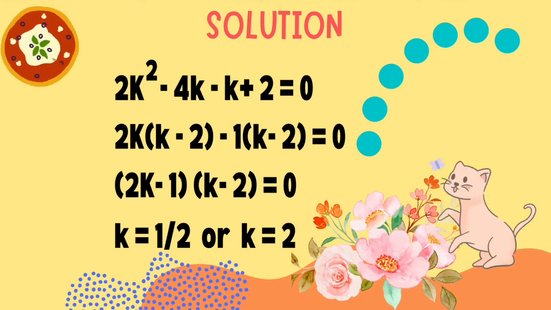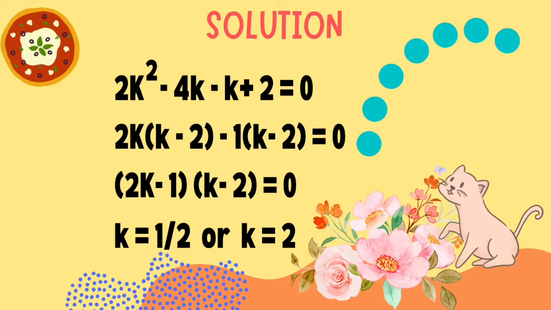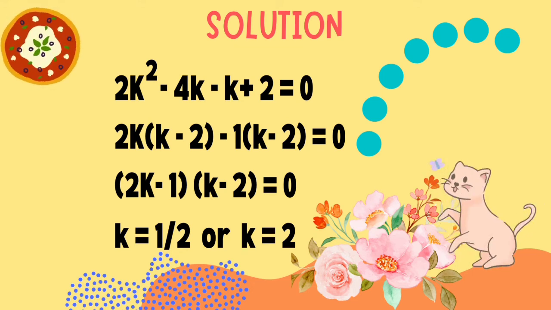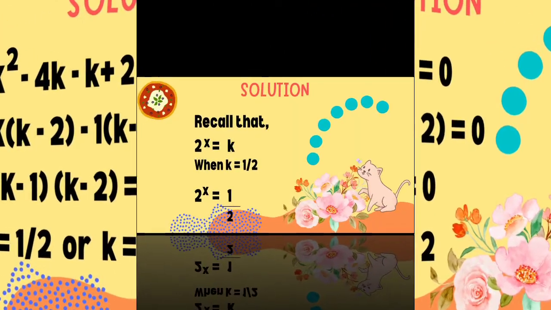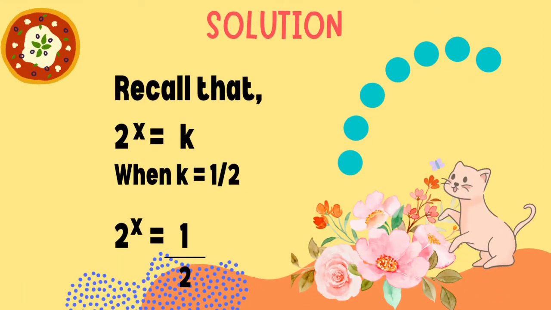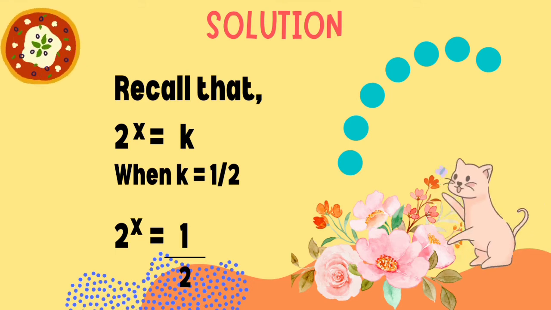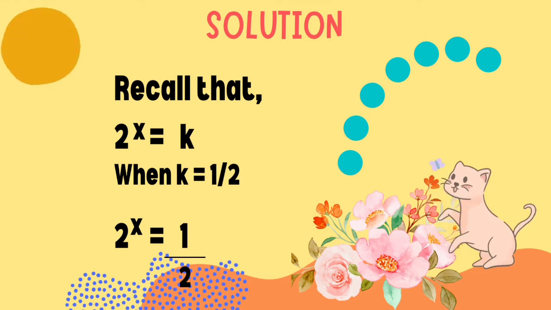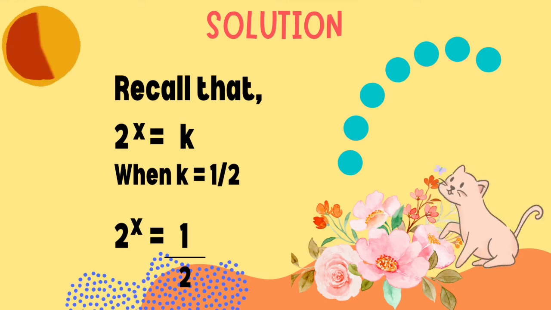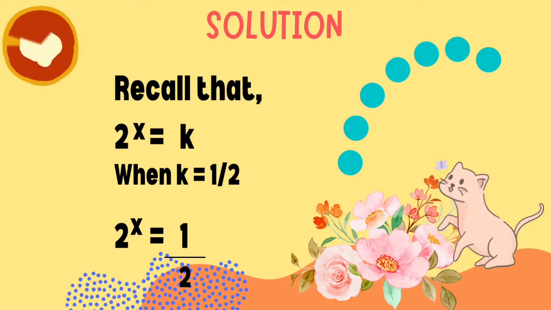And so when you do that, you are going to equate both terms inside the bracket to 0. When you equate it to 0 and you make k the subject of the formula, you will be having k being equal to half, or k will be equal to 2. The next thing you do is that, remember that we are looking for x, the value of x, not k. You do recall that we originally said that 2 raised to power x is equal to k. And so when we take one of the solutions of k, which is half, we'll substitute that into the expression 2 raised to power x being equal to k.